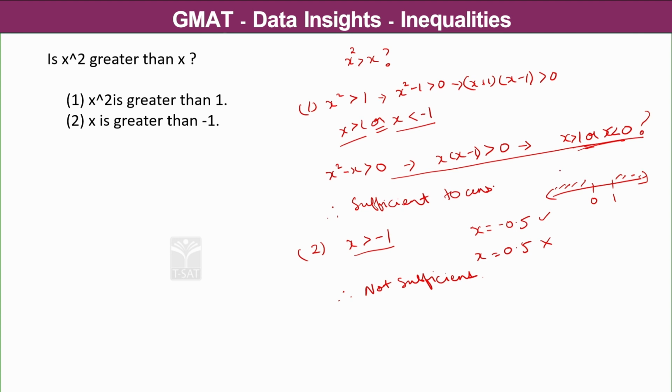Whereas in statement 1, we had seen that x is either less than minus 1 or greater than 1. So when it is in these areas, it is definitely satisfying your required condition. So therefore the answer is option A, when statement 1 alone is sufficient but statement 2 alone is not sufficient to answer the question. Let's look at the next question now.